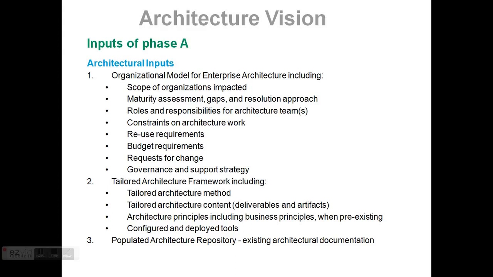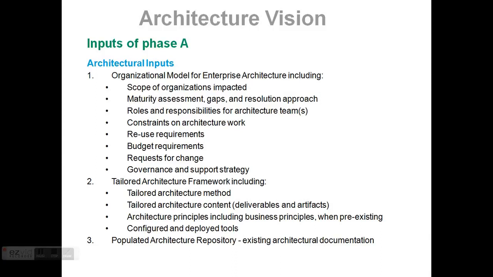Reuse requirements. Okay, how much of the current thing can we reuse? Budget requirements. How much does it cost, and will it be possible to obtain that level of financial support? Governance and support strategies. So when the enterprise architecture is created, how is it going to be governed, and what are the support requirements for the governance of the new architecture?